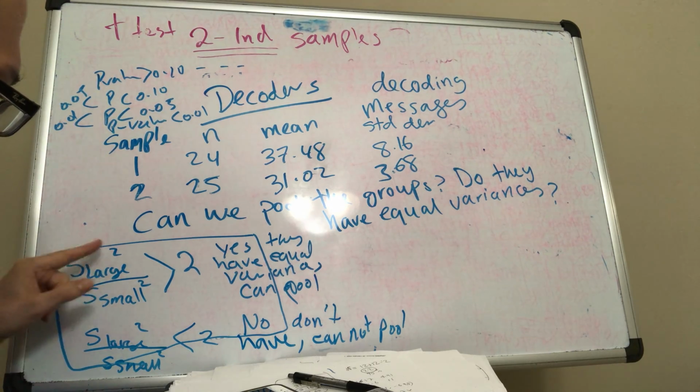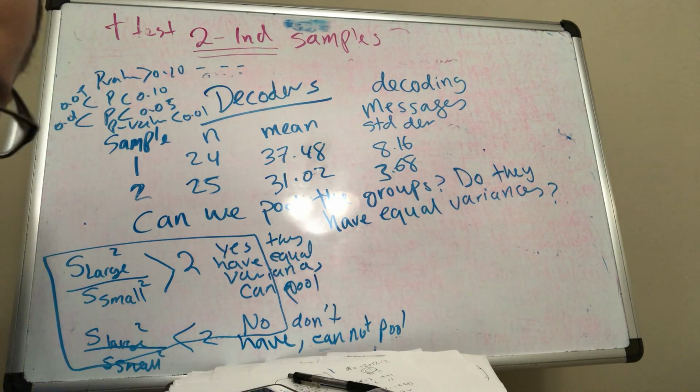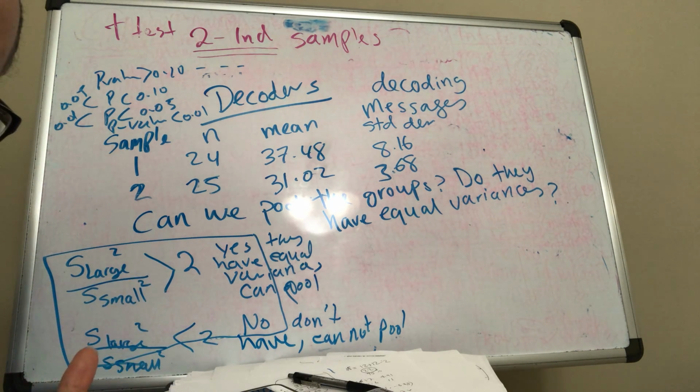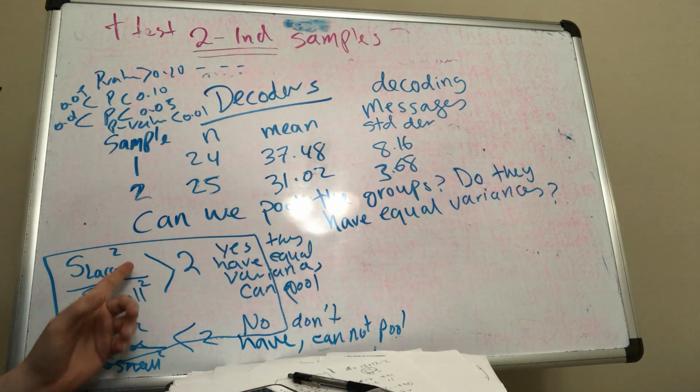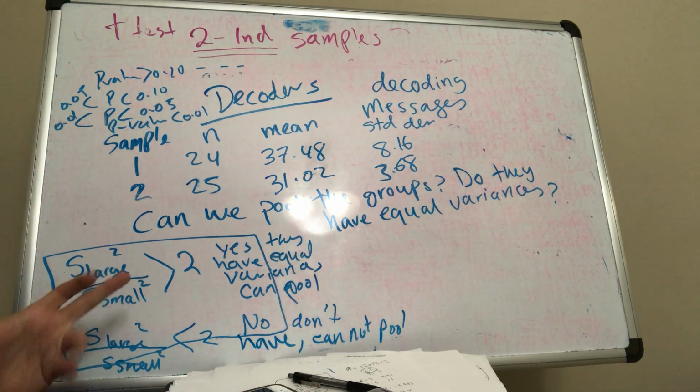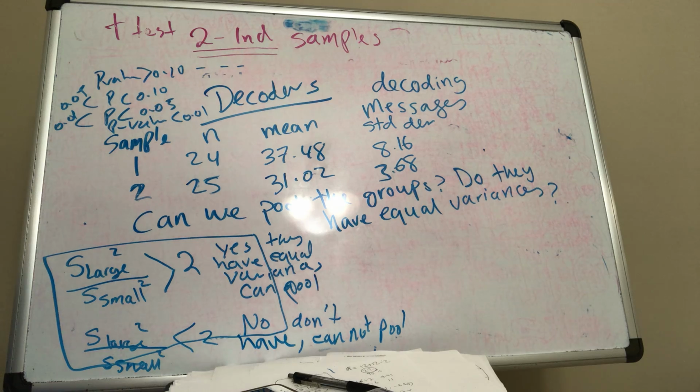I know for a fact that they could change this sometimes and make it just S large over S small without squaring. I'll have to look into the notes to see if there are two different approaches. The standard is to take the S large squared over S small squared, but the concept is still the same.